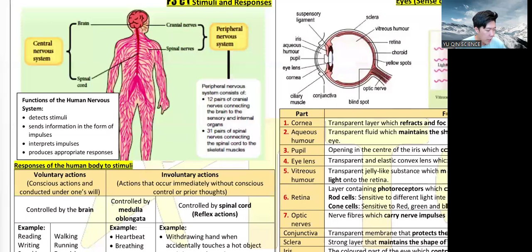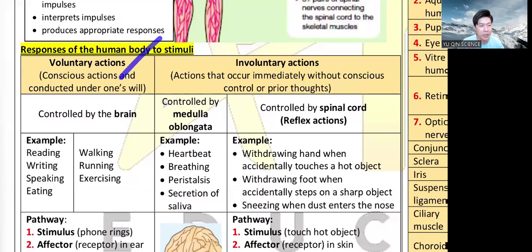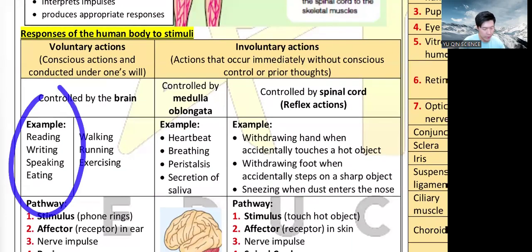So Form 3, Chapter 1, the first subtopic is about voluntary actions and involuntary actions. You need to differentiate the types of actions. We have 2 types. Voluntary means actions that you can control, you choose to do. Examples are reading, writing, speaking, eating, walking, dancing. Basically, most of the things that we choose to do every day.